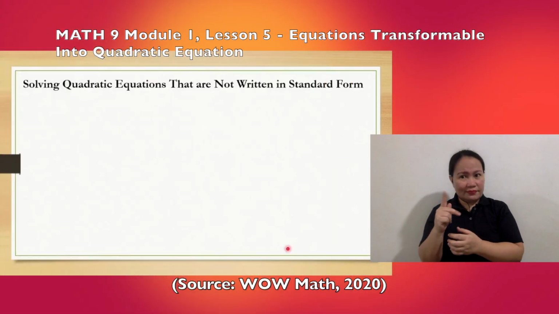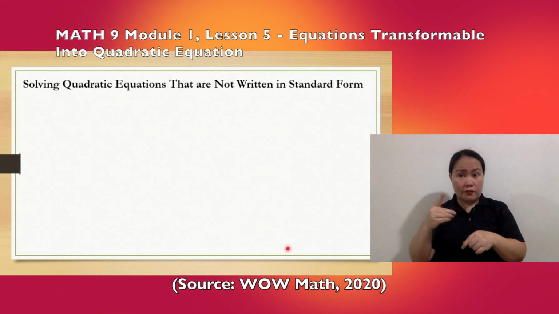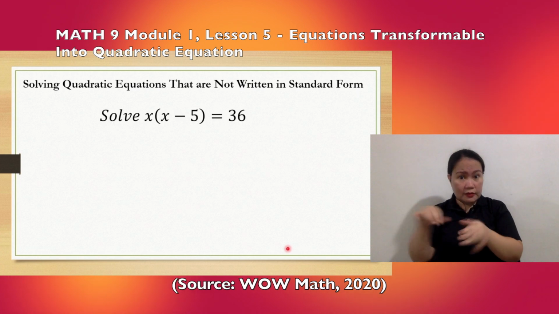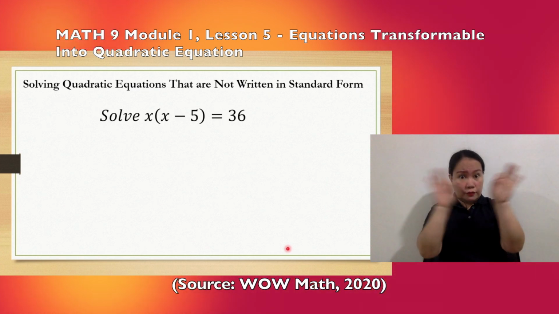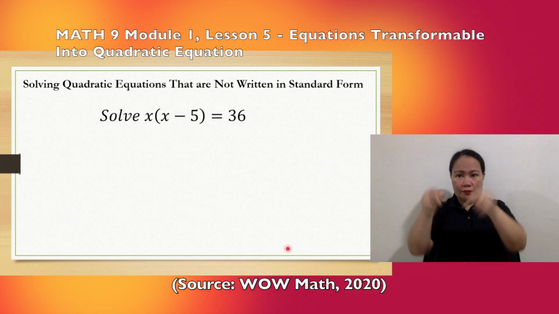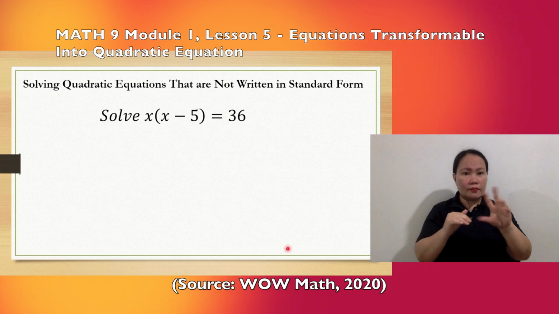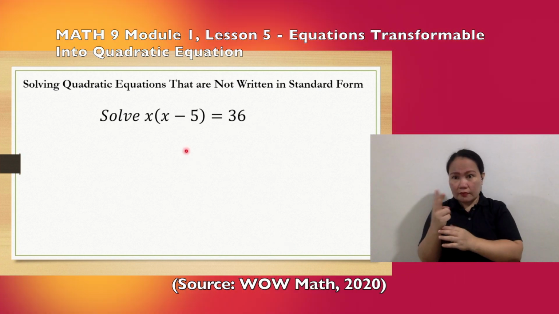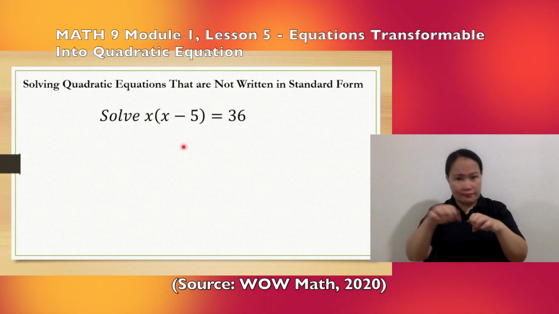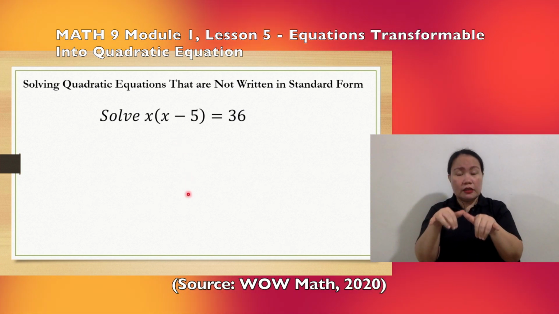Okay. For solving quadratic equation that are not written in standard form, okay, let's try this equation. Solve x times x minus 5 is equal to 36. So, sa nakikita nyo, yung equation natin ay hindi naka-standard form. So, anong una natin gagawin?